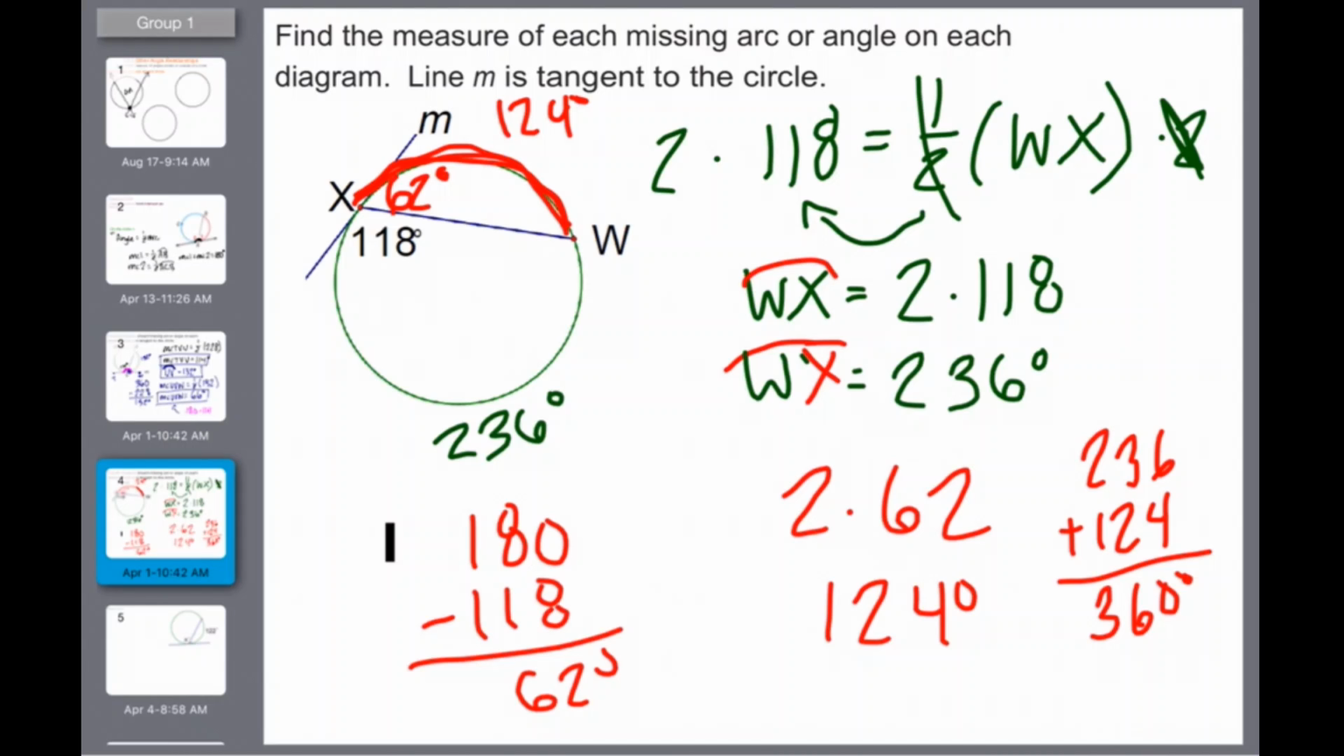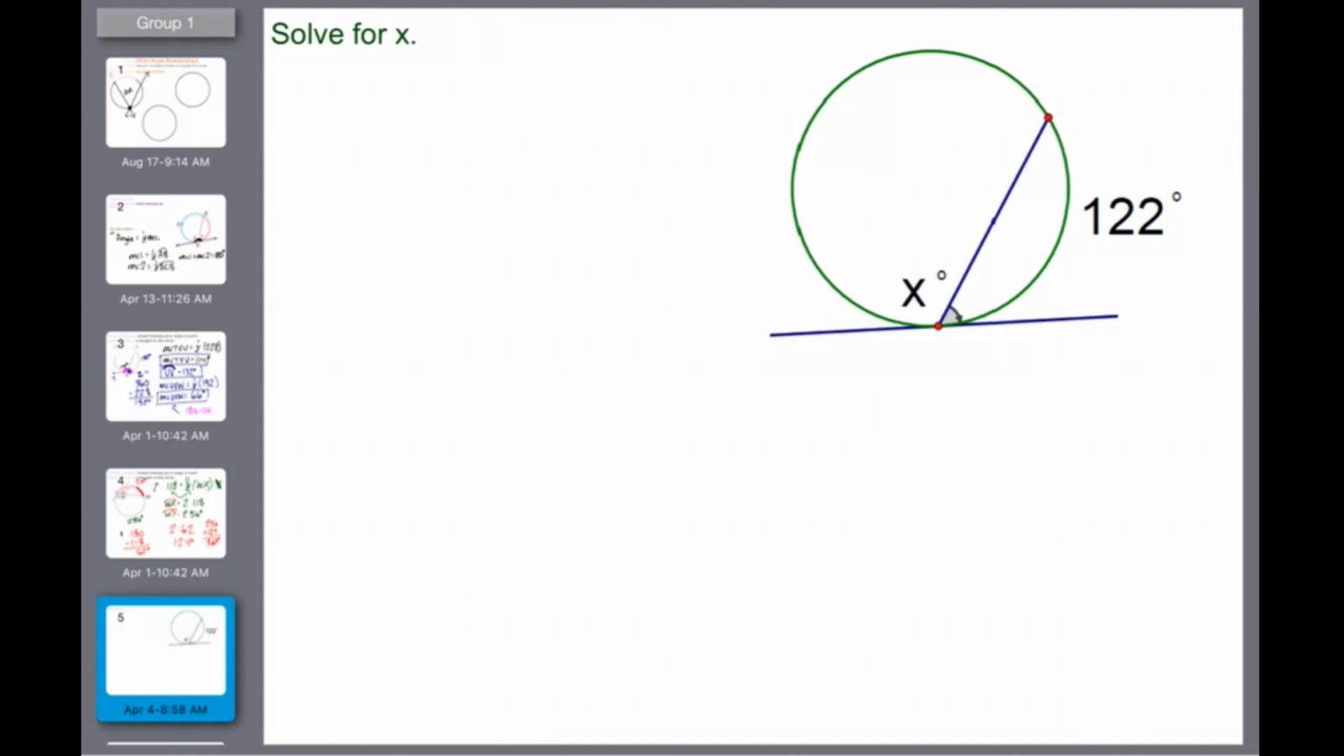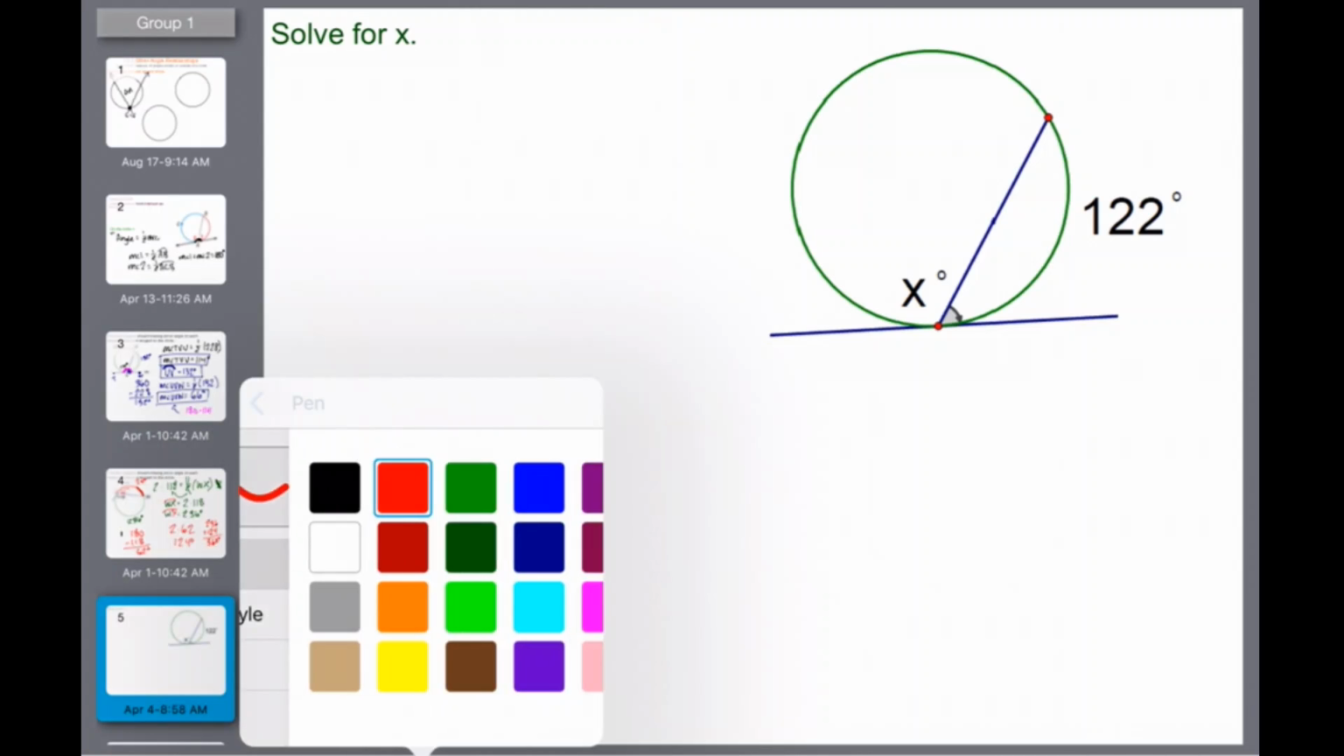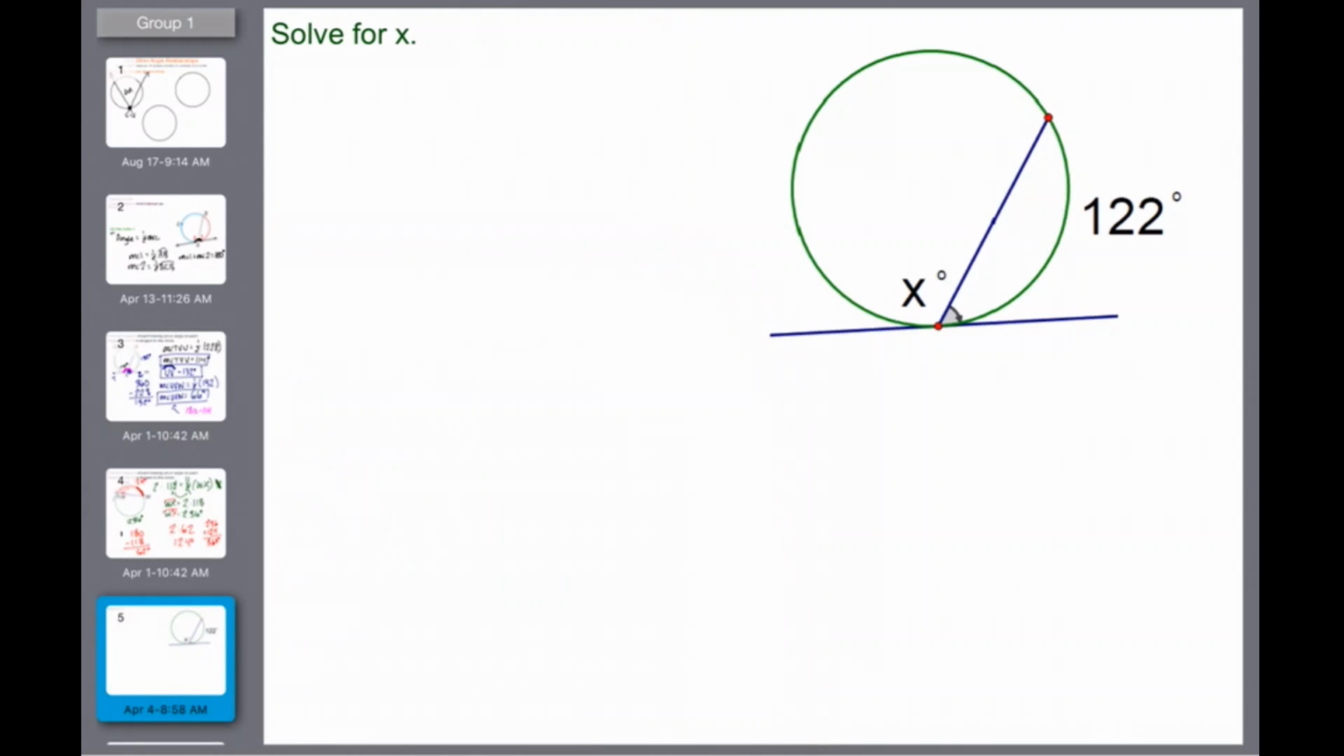All right, so let's take a look at our last problem. Here we want to solve for x. Again, if you want to try this one on your own, make sure that you pause the video. Here we're just finding one variable. All right, so we are given one arc. We're given the measure of this arc, that's 122 degrees. And our goal is to find x, which is this angle right here.